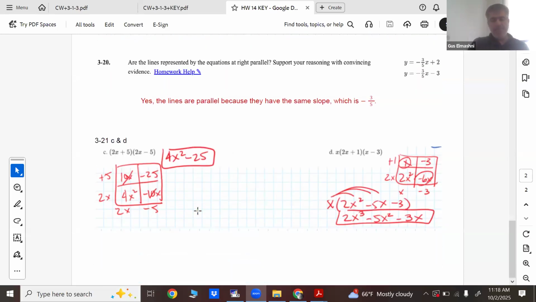For 3-20, just a review of algebra, just FOIL. You can use the box like that. Distribute for part D. Here, good. I have a question. Yeah, fire away.